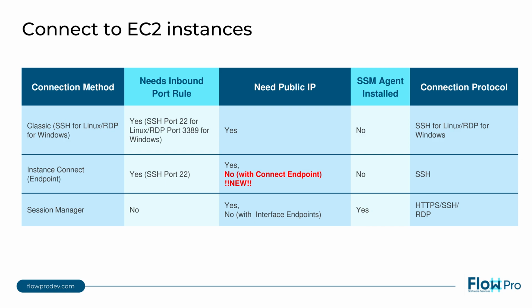Today we're going to explore 6 ways to connect to your Amazon EC2 instances. There are 3 main ways to connect to your EC2 instances. The classic method, which uses SSH for Linux and RDP for Windows, AWS Instance Connect, and Session Manager. Each method has its unique advantages and limitations. The classic way requires us to declare inbound ports and also needs a public IP.